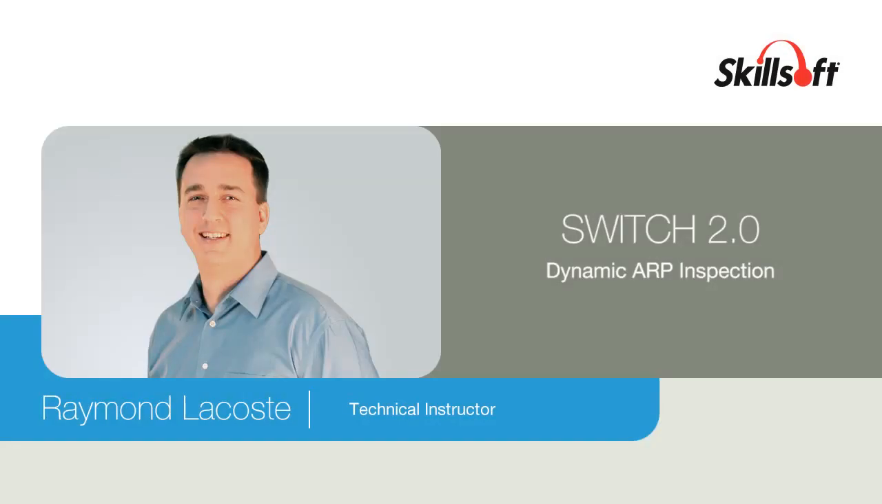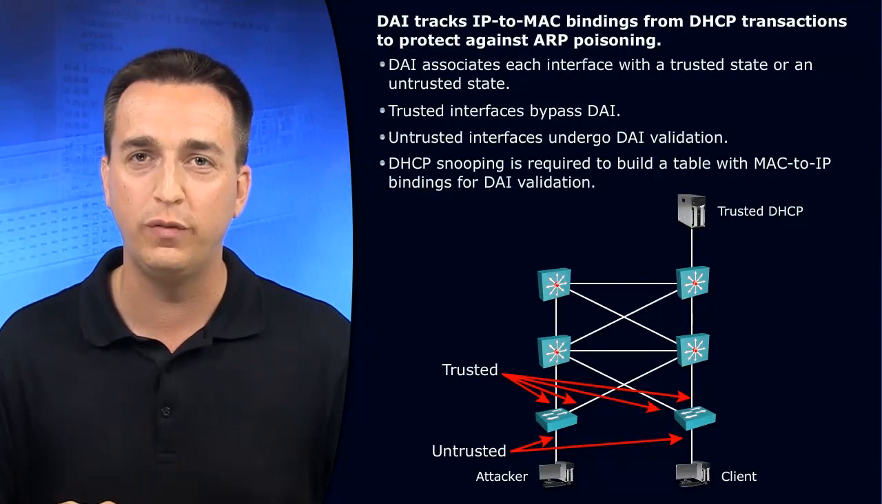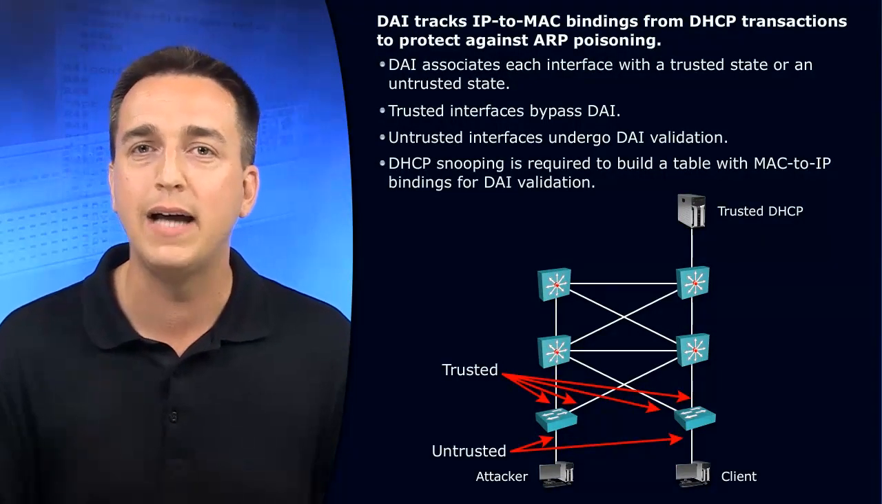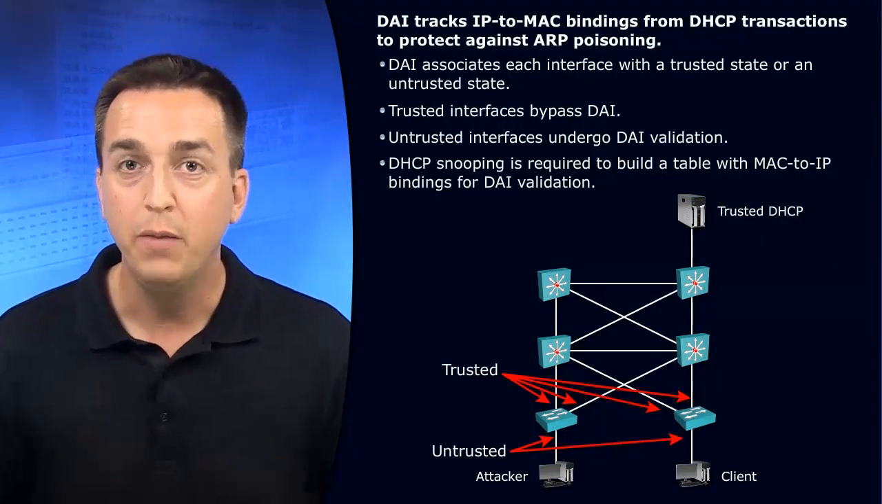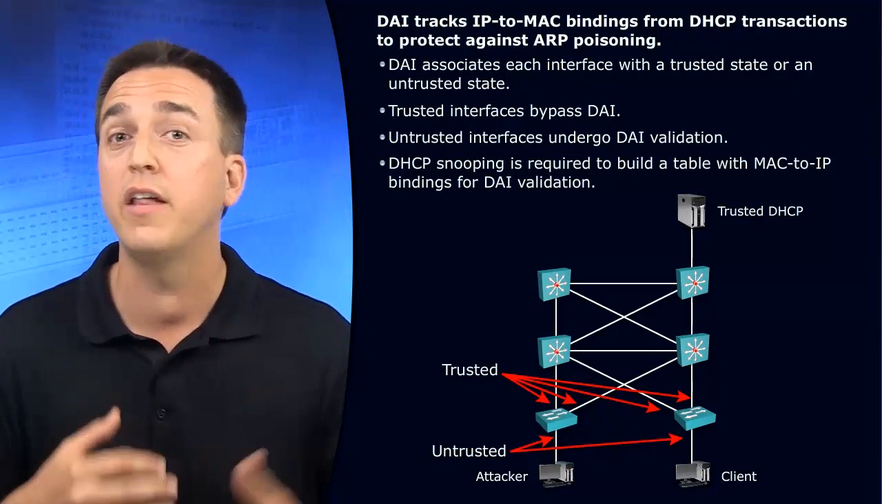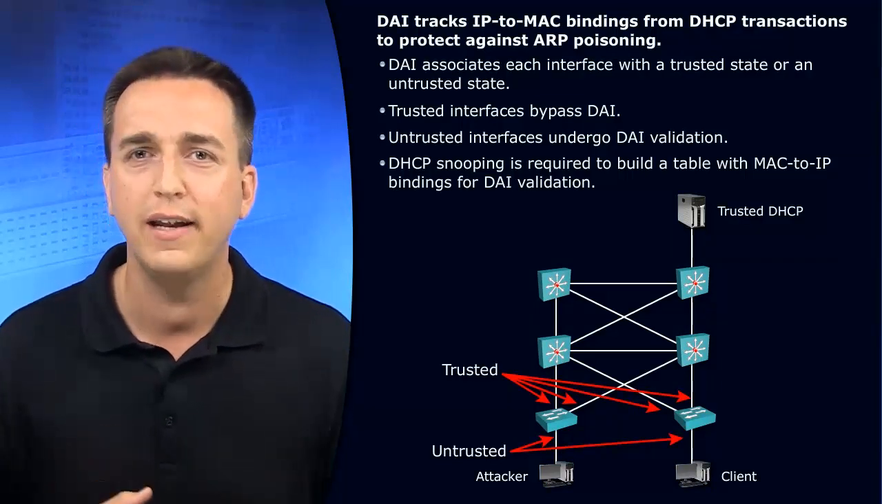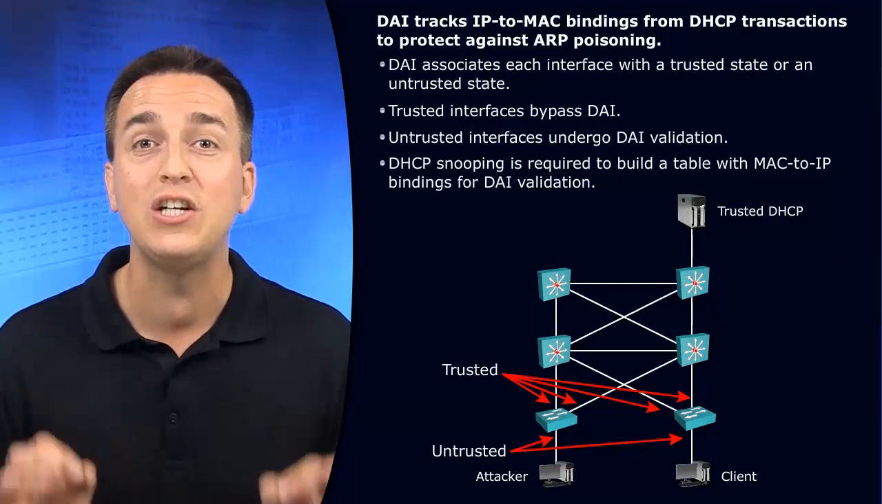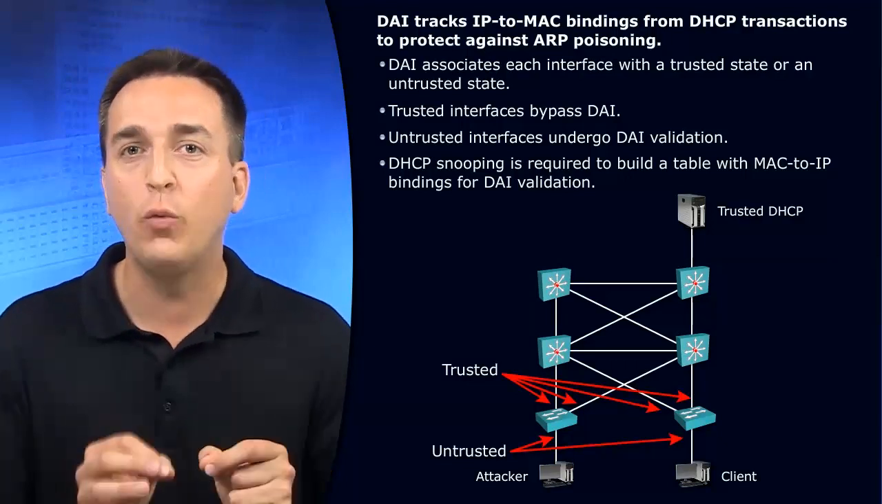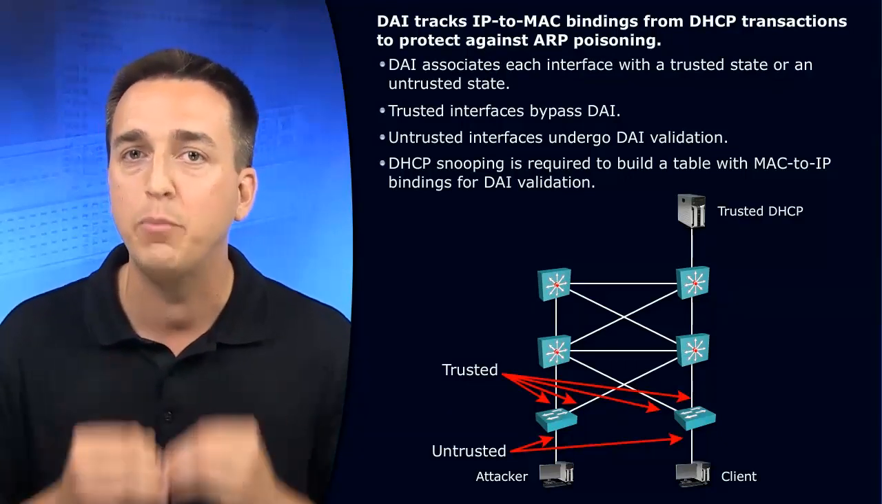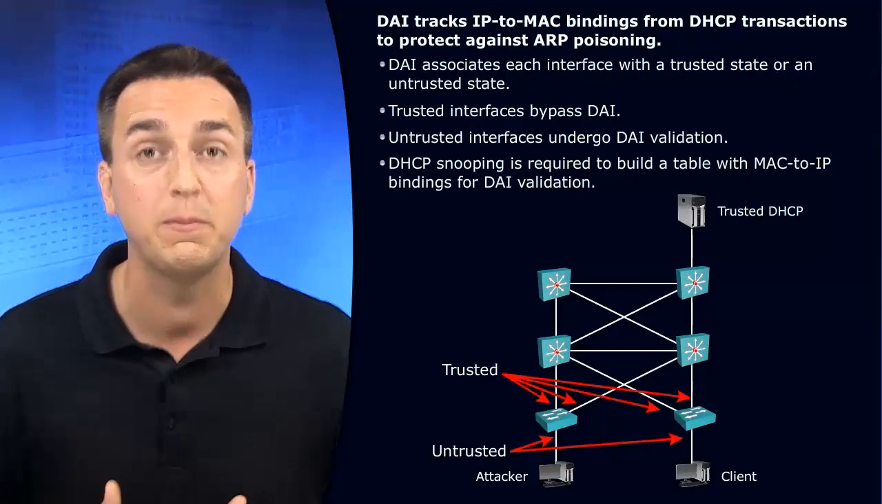How can we protect ourselves against ARP spoofing? Well, we can implement dynamic ARP inspection. But dynamic ARP inspection relies on another feature. Do you know what feature that is? DHCP snooping. So we need DHCP snooping enabled to take advantage of dynamic ARP inspection.